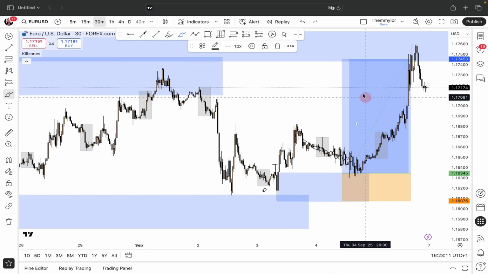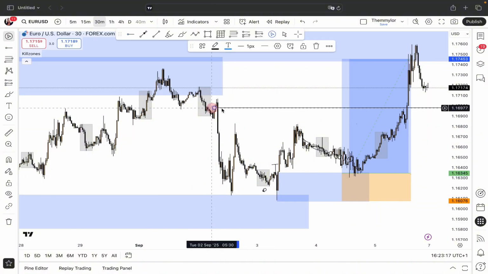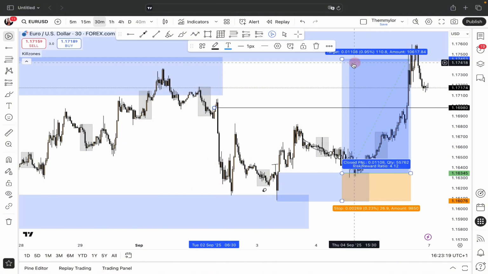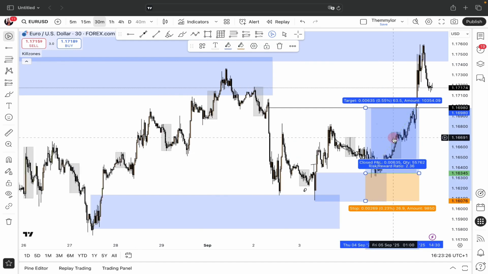The trade was a good one, and if I was to get into this trade normally, I would be out of the trade at this level of supply right there, which would have been a 1 to 2 RR trade, but I wasn't in this trade.